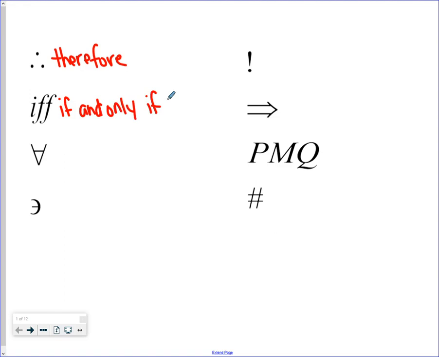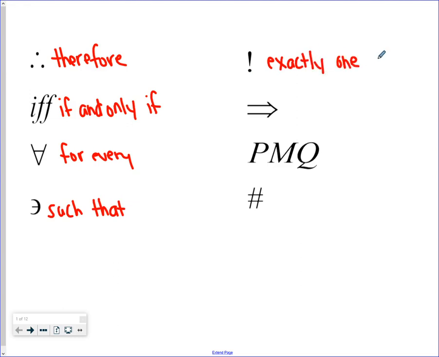Okay? The next one is for every. The backwards E is such that. The exclamation point is exactly one. The double arrow is an if-then statement. We'll get to those sometime, not today.